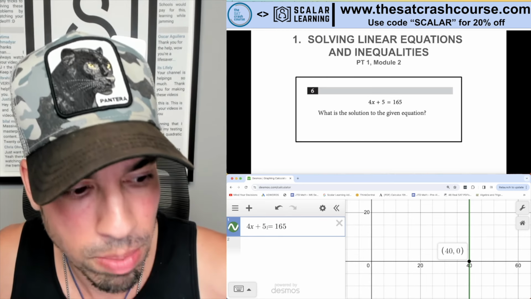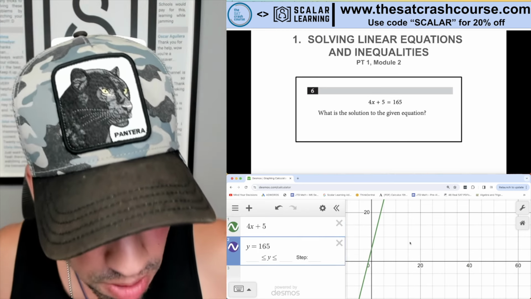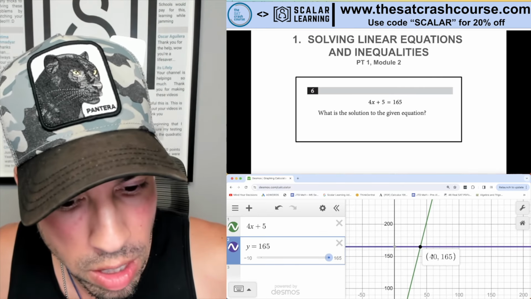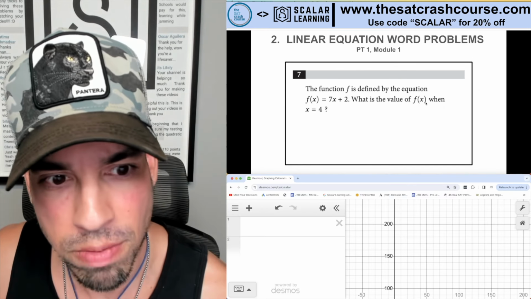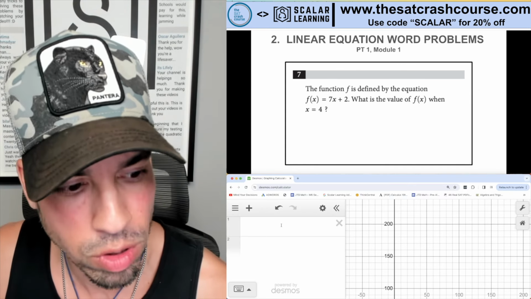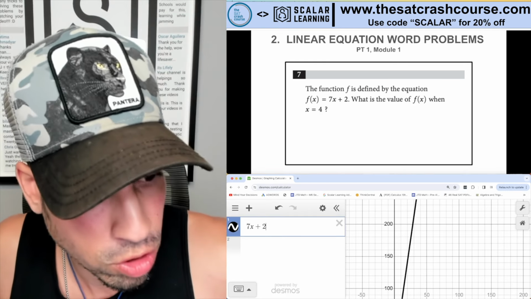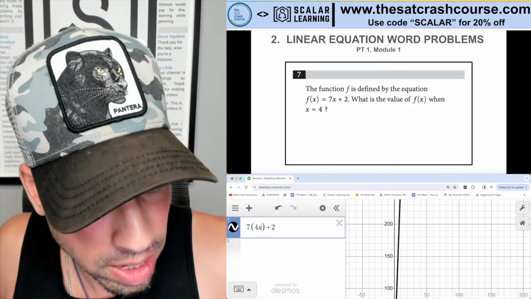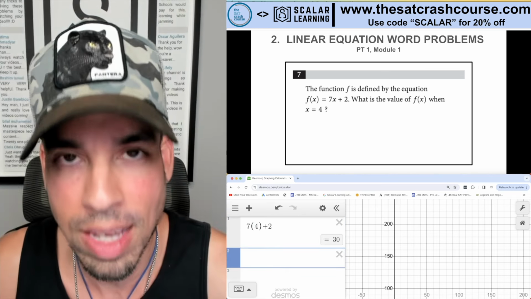Again, you could also separate it out and say 4x plus 5 here, y equals 165, and then you'd have to scroll up and just find that intersection point right there. Either way, you get 40 for x. Done. Now we're at linear equation word problems. This one says the function is defined by this equation. What is the value of f of x when x equals 4? So one thing you can do is just simply put in the function 7x plus 2, and then they're saying x equals 4. Well, I can just replace that x with 4, and look at that. It evaluates right there in DESMOS. The answer is 30. That's how you do it.